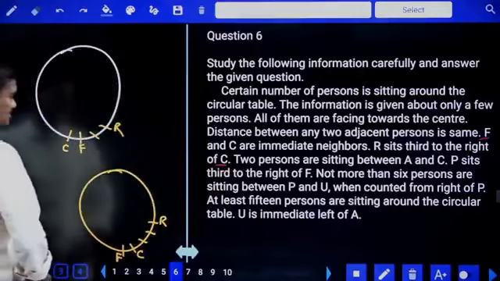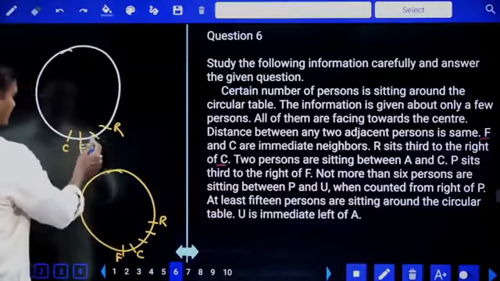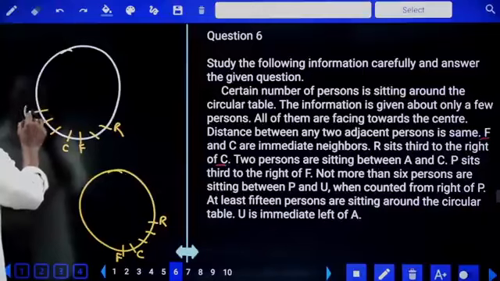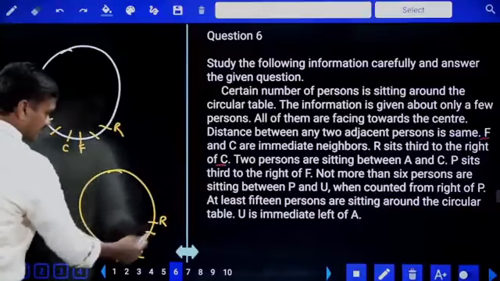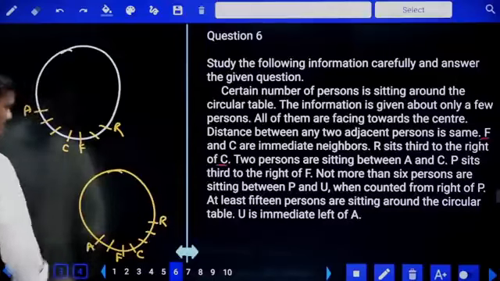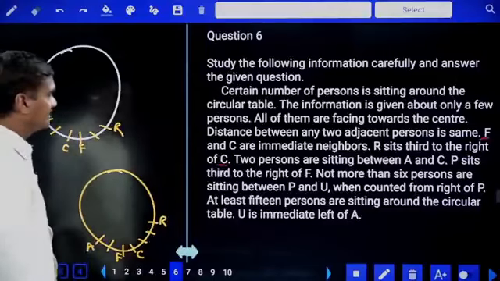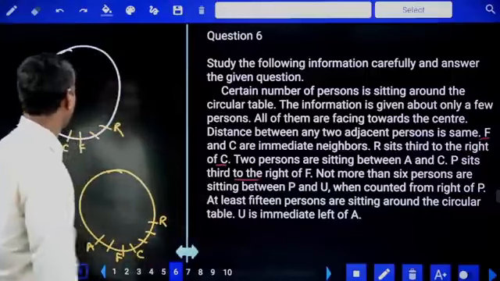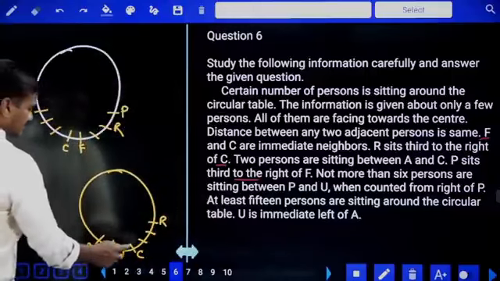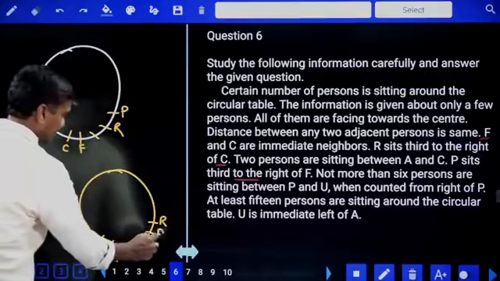Now two persons between A and C. Here in this one, 1, 2, A cannot be on the right hand side, and two persons between A and C. Now here also A cannot be on the right hand side, 1, 2. And next one, P sits to the right of F, 1, 2, 3, P is here.